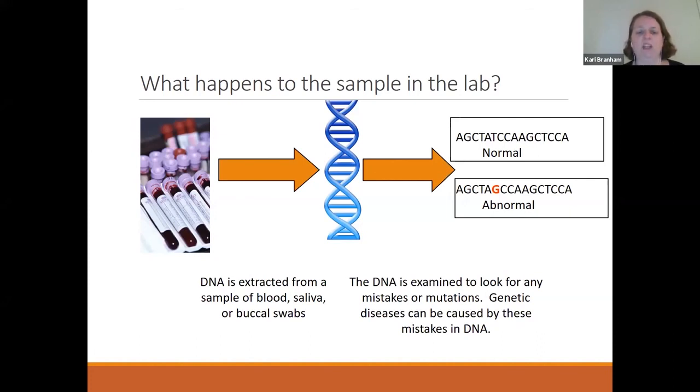DNA, your genetic information, is extracted from that sample. And then the lab will have what they call a reference sequence. So the reference sequence is just a normal sequence of the genetic information, and they will compare that sequence to your sequence and see if they can identify any mistakes or mutations or changes in the gene that are going to make the gene not work in the proper way and could be causing your eye condition.